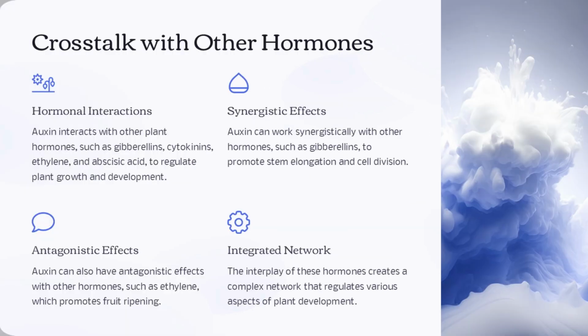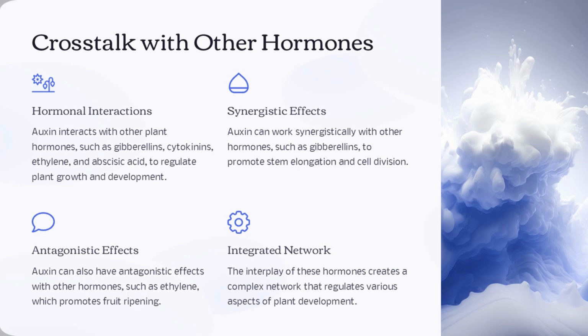Auxin, the plant growth hormone, interacts with other hormones like gibberellins, cytokinins, ethylene, and abscisic acid to regulate plant growth and development. These hormonal interactions can have synergistic effects, where auxin and other hormones work together to promote processes like stem elongation and cell division.